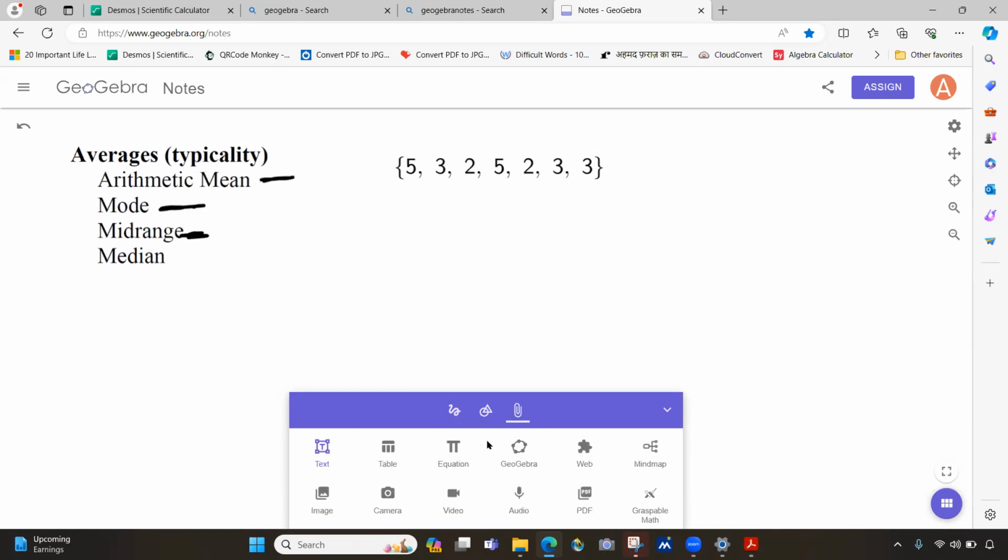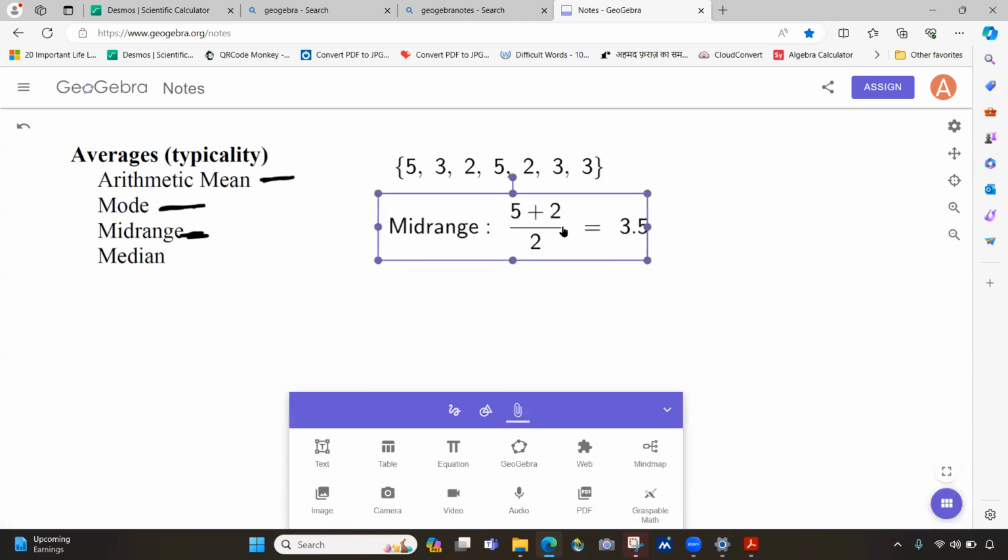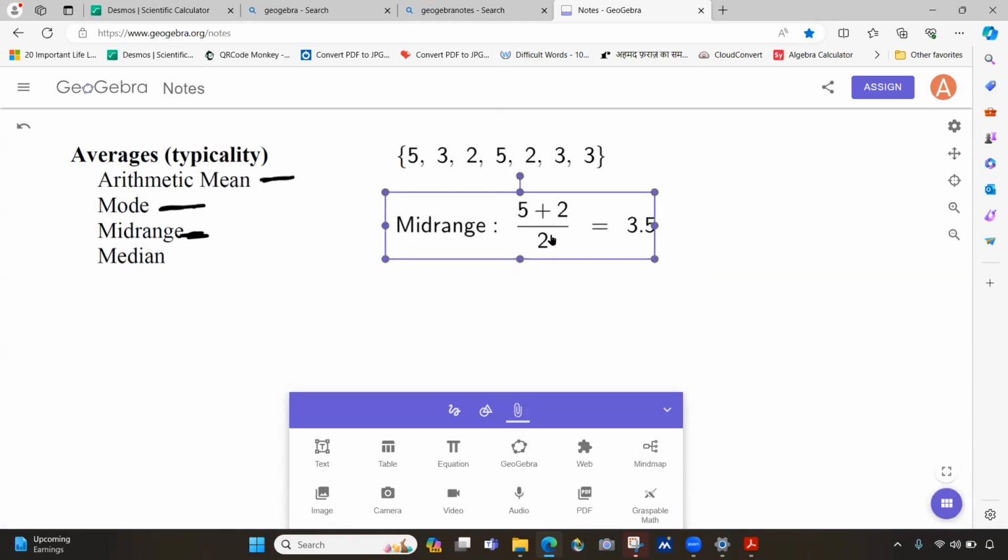So let's find the mid-range here. The highest number in this data set is 5. The lowest number is 2. And you always divide by 2. And you only focus on the highest and the lowest number. And 5 plus 2 is 7. 7 divided by 2 is 3.5. That's the mid-range of this data set.